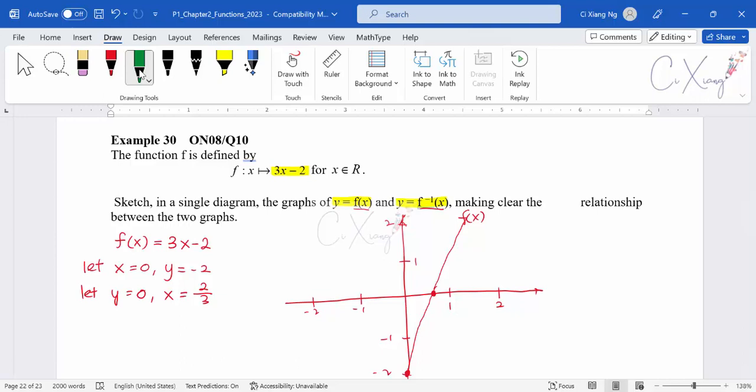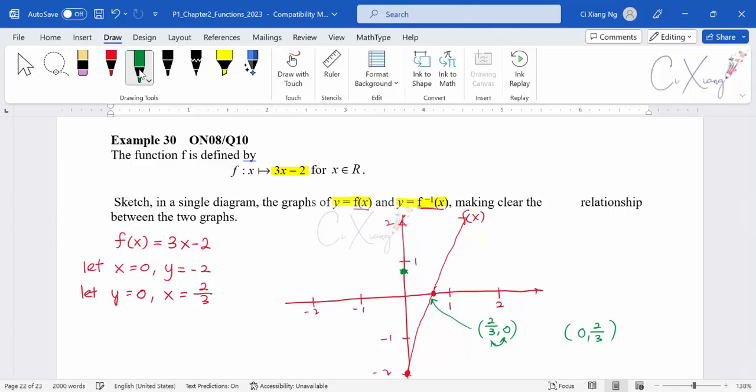For any particular coordinate, as an example, this one, I'm having 2 over 3 and also 0, right? When I want to sketch the inverse function, you just need to swap the coordinate, where we are having 0 and 2 over 3. So one of the points for the inverse function will be actually 0 and 2 over 3. So x equals 0, y equals 2 over 3, it will be somewhere here.